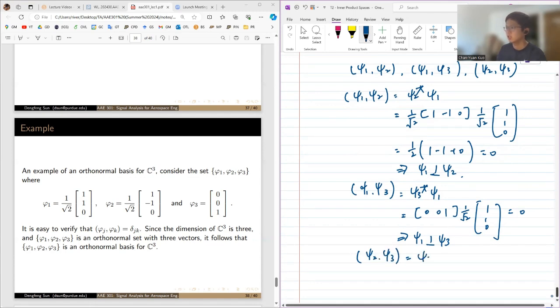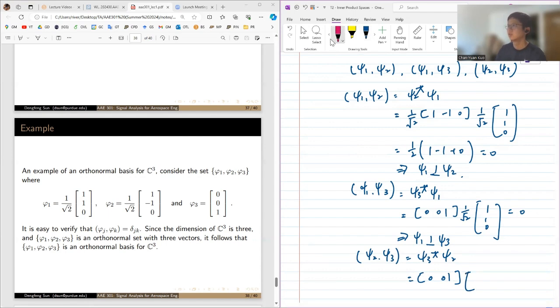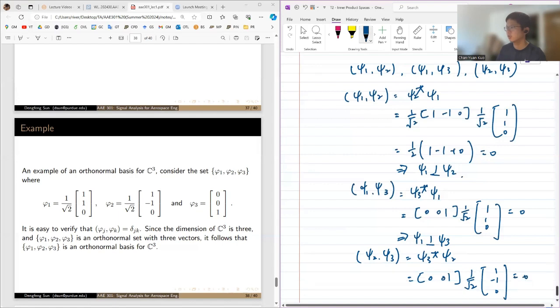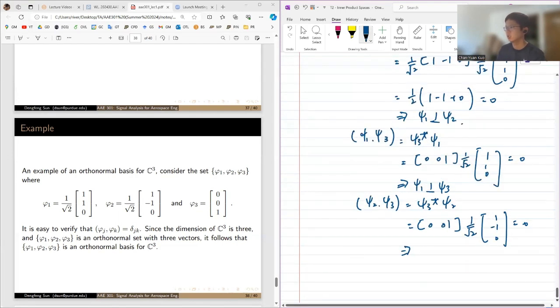So that's psi3 times psi2. And we have (0, 0, 1) times 1/square root of 2 times (1, -1, 0). So again, that's 0. So this means psi2 is perpendicular to psi3.